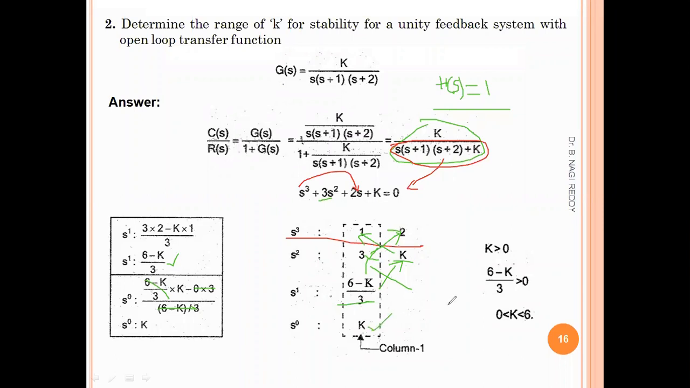So to satisfy that condition, the first column must be positive, right? All the first column elements must be positive. That means here this element must be greater than 0. This is the condition. And here the k must be less than 6. Then only 6 minus, suppose k is 4, 6 minus 4 means 2. 2 by 3 is a positive value. So if this system is stable, then k must lie between 0 and 6. Okay, that's how we can determine the stability and determine the value of k.